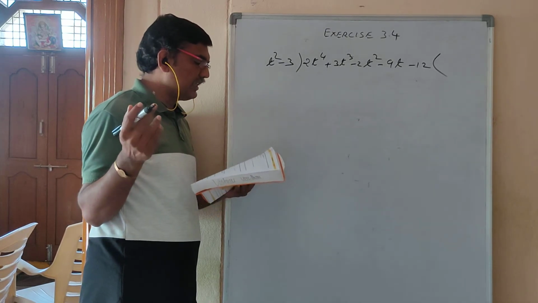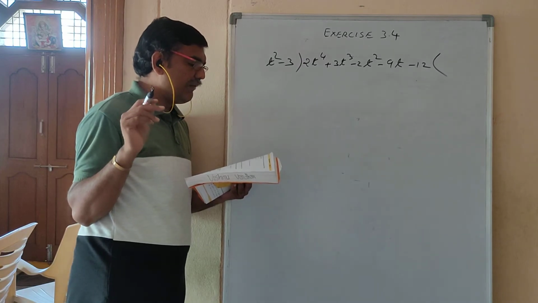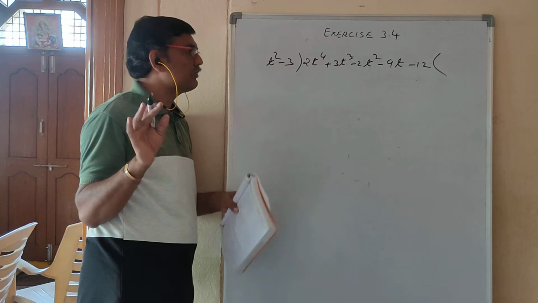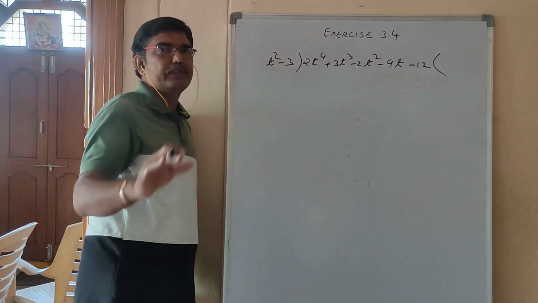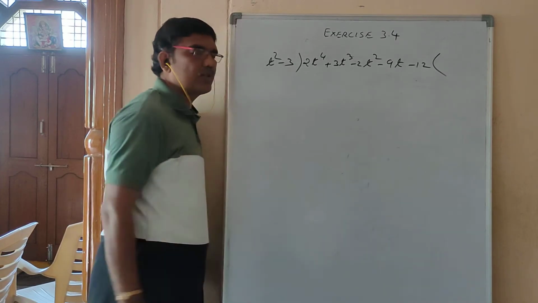So what he is asking is, check in which case the first polynomial is a factor of the second polynomial by dividing the second polynomial by the first one. So what you have to do is division only, he said. If it is a factor, the remainder has to come as 0.